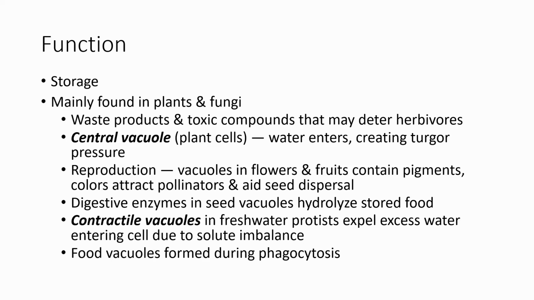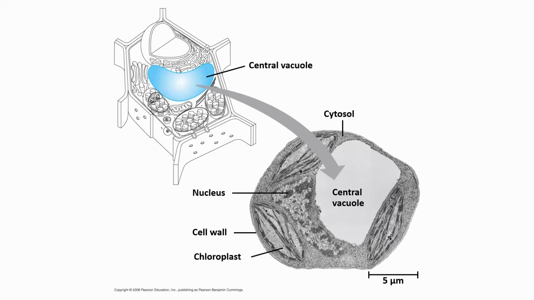And then protists also have an important vacuole called a contractile vacuole. Basically, if they're in fresh water, they're always sitting in a hypotonic solution, so water is always entering the cell. In order to not explode or lyse, they have these contractile vacuoles that will fill with the water that's entering the cell, and then they'll expel it, squeeze it out periodically, to make sure that they don't lyse. All right. So here is an image of a central vacuole in a plant. Yes, it takes up a large part of the plant cell's volume.